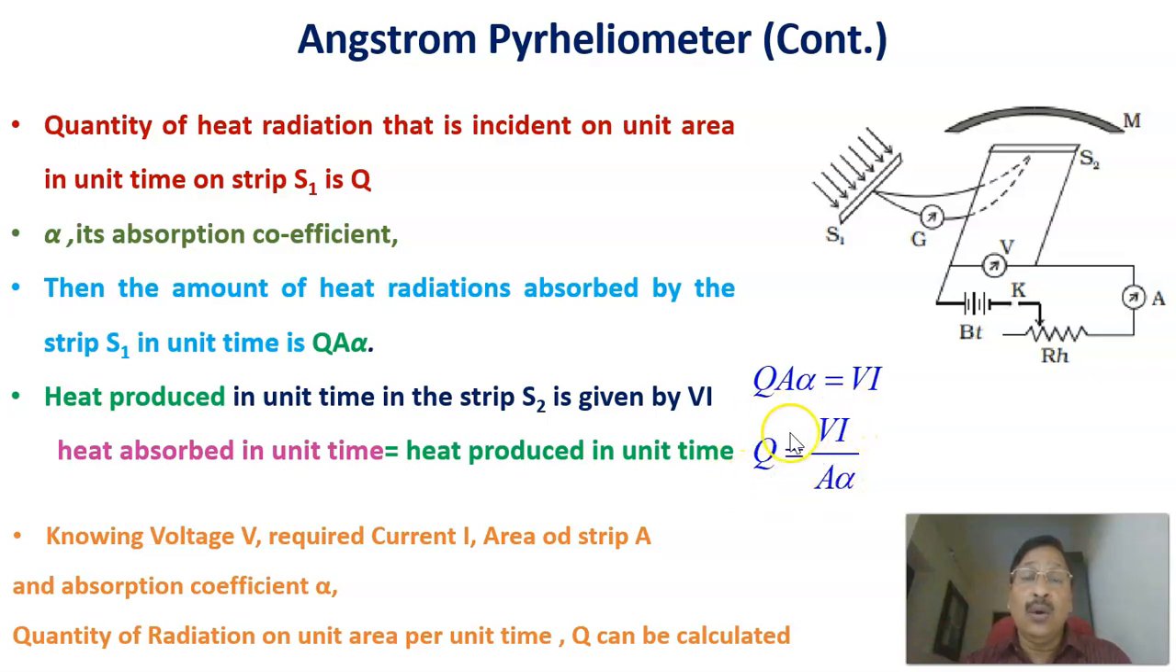Q equals VI divided by A alpha. Thus, knowing the voltage V, the current I, the absorption coefficient alpha, and the area A, you can calculate Q, the quantity of radiation falling on unit area per unit time, using the equation Q equals V into I divided by A into alpha. That instrument, which measures direct radiation, is called the Angstrom pyrheliometer.